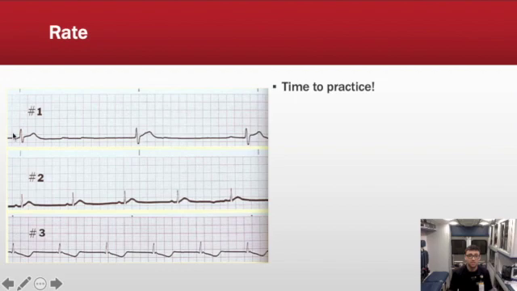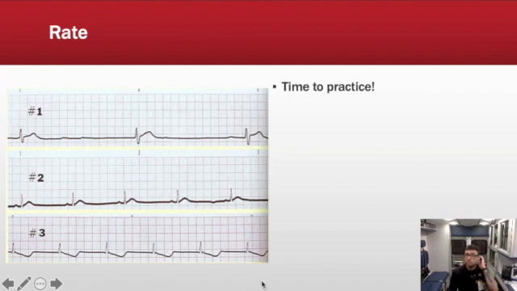So time to practice. We'll start with one black mark. These are 6-second strips. So we can look at our rate here. We have 1, 2, 3. So it's safe to say that number 1 is 30 beats a minute. Number 2, 1, 2, 3, 4, 5. So it's safe to say that this is about 50 beats a minute. And then number 3 is 1, 2, 3, 4, 5, 6. So this is about 60 beats a minute.